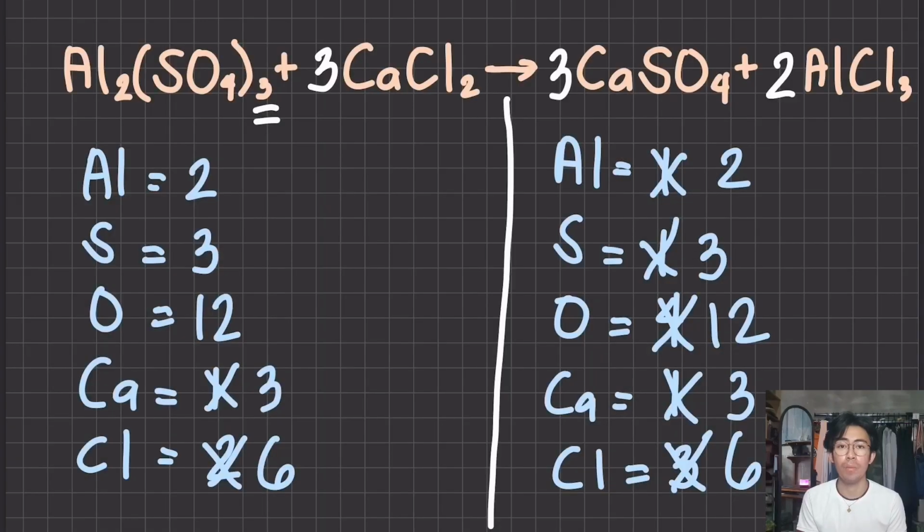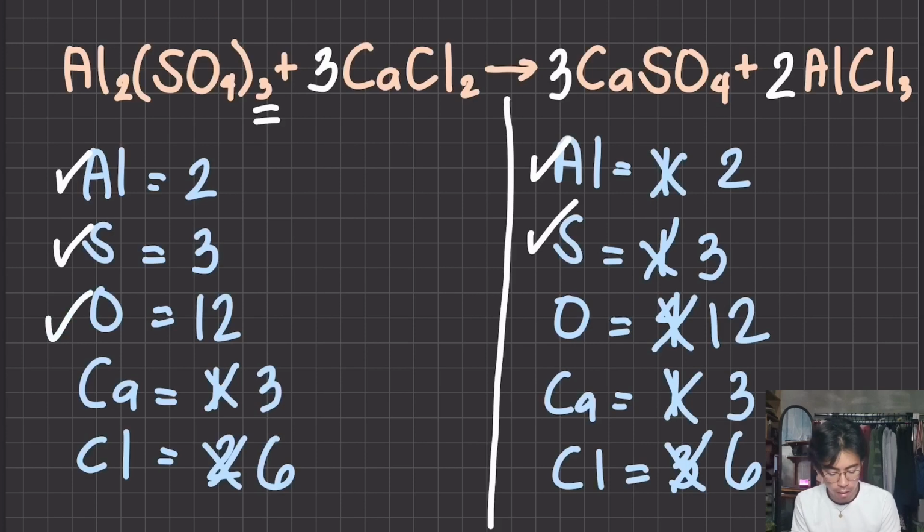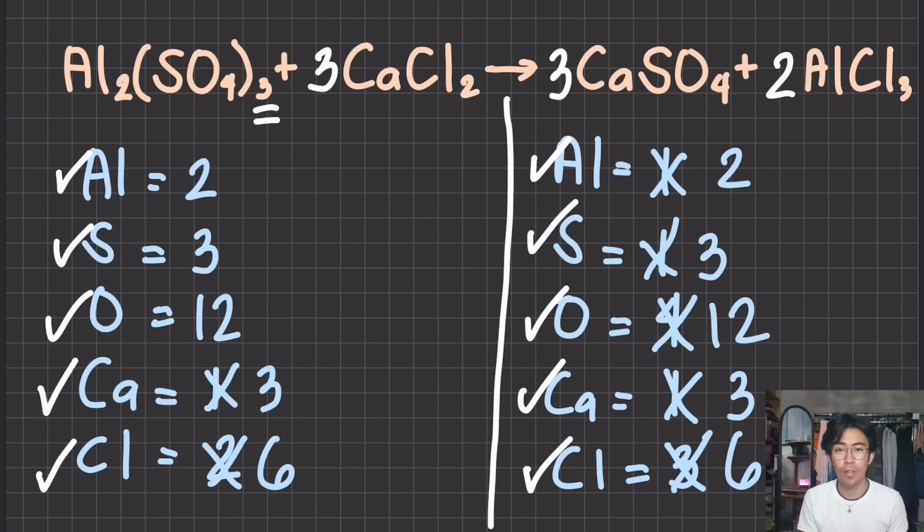Let's recheck the number of atoms of each element on the reactant side and on the product side to make sure that the chemical equation is already balanced. Aluminum on the reactant side is 2 and on the product side is 2. Sulfur is 3 on the reactant, 3 on the product. Oxygen 12 on the reactant, 12 on the product. Calcium is 3 on the reactant and 3 on the product. And chlorine is 6 on the reactant and 6 on the product. Therefore, this is the balanced chemical equation.